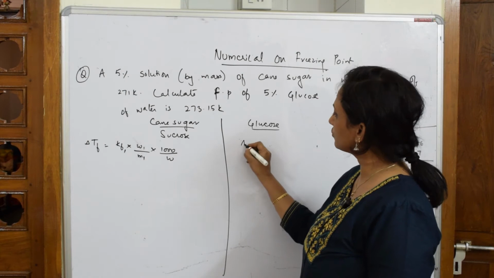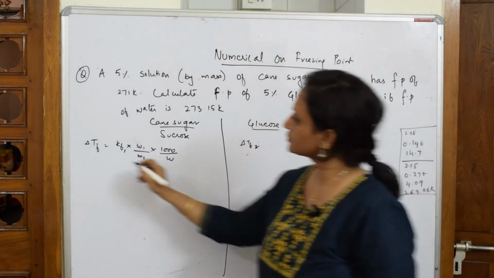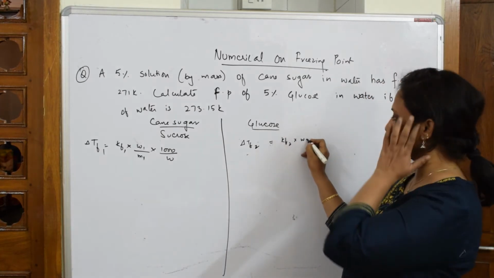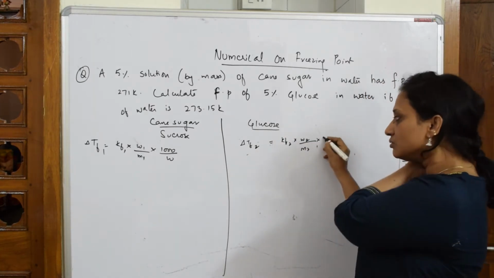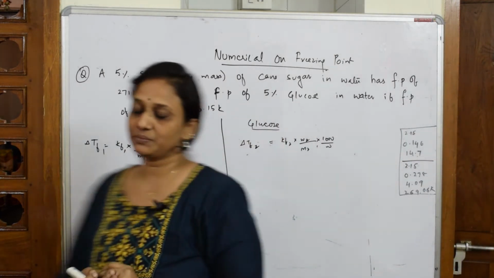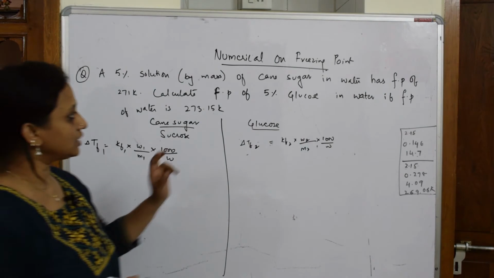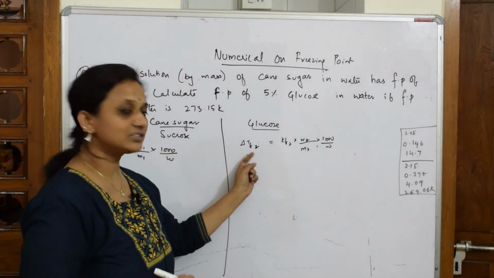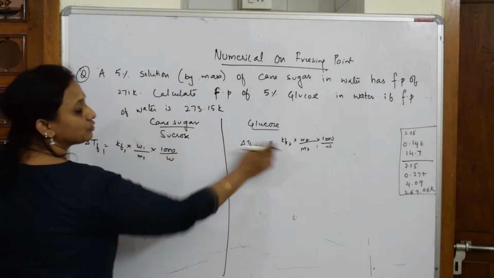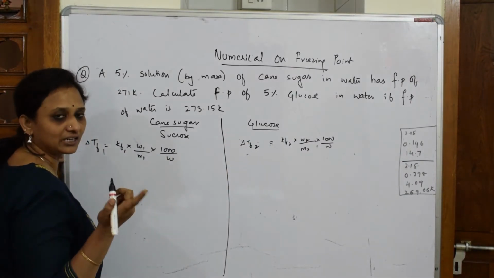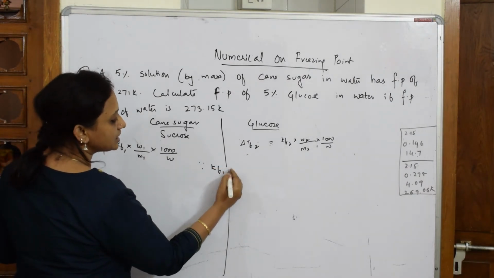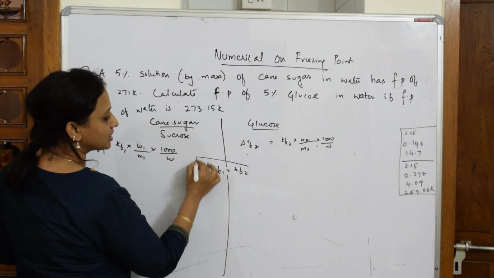Next, let us write for glucose: delta TF2. Now this is your delta TF1, this is delta TF2. This is equal to KF2 into W2 by M2 into 1000 by W. I've written this. Now I have to find out the freezing point, this TF, so I'm trying to relate both. Your KF1 and KF2 are the same, because KF is only one cryoscopic constant. So KF1 is equal to KF2.